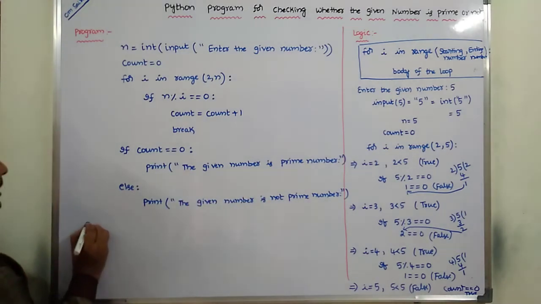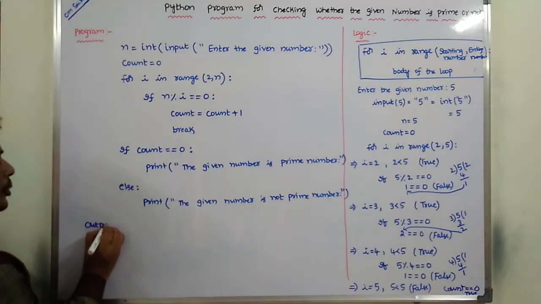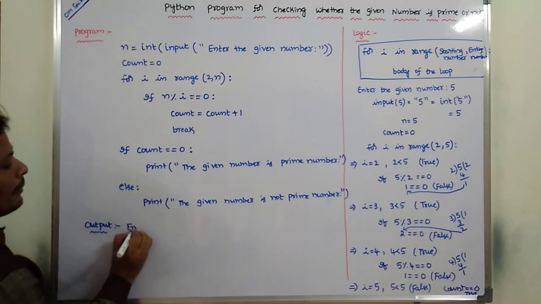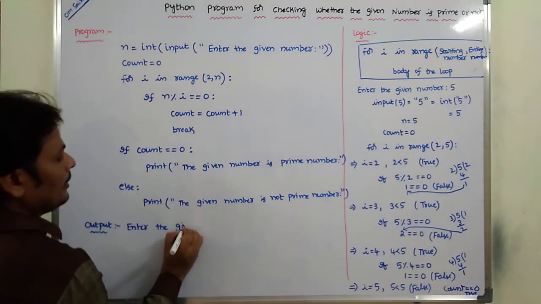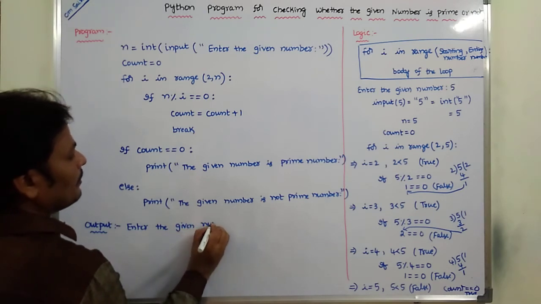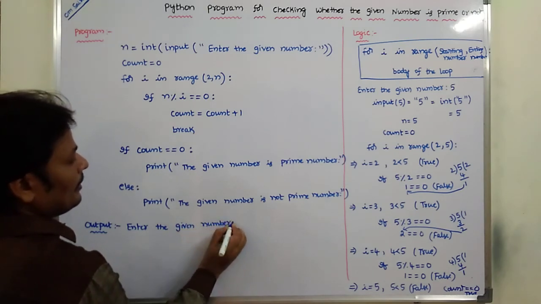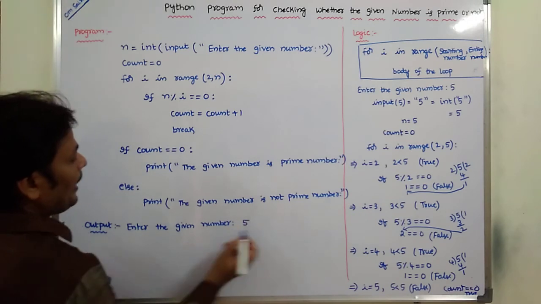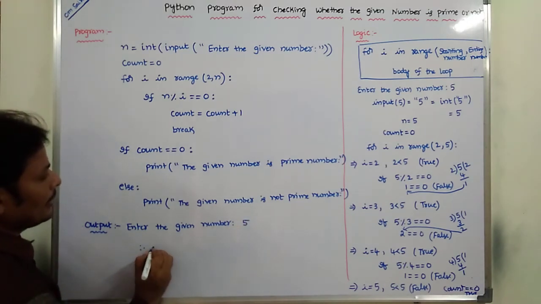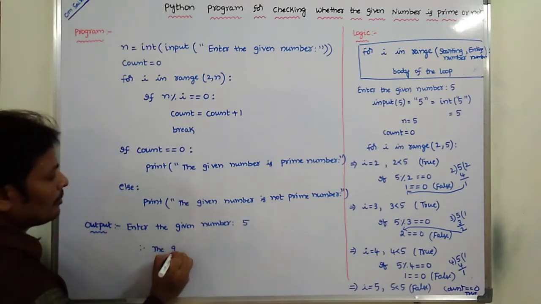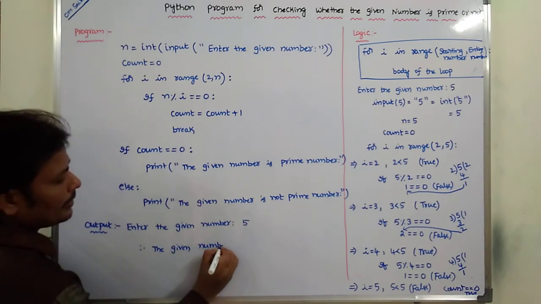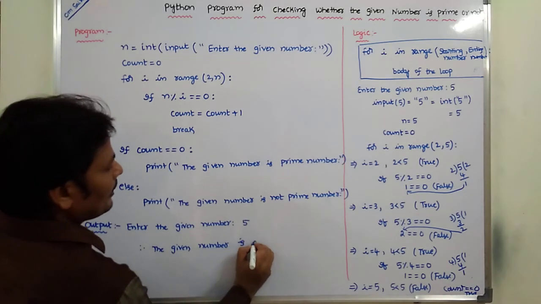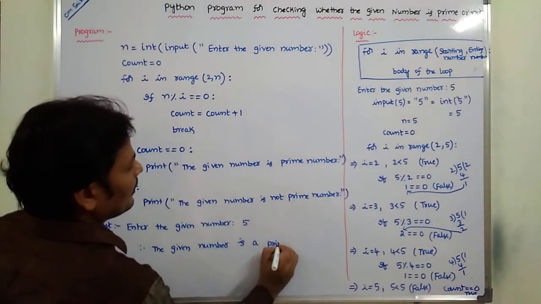So this is the output. Output is: enter the given number. That is 5. So therefore the given number is a prime number. The given number is a prime number.